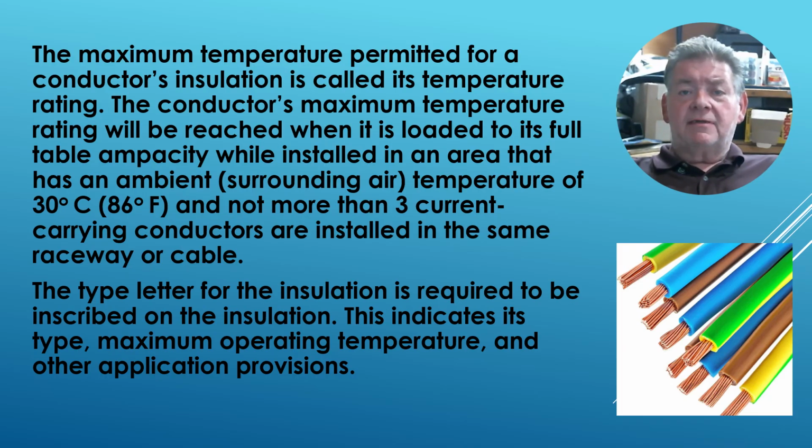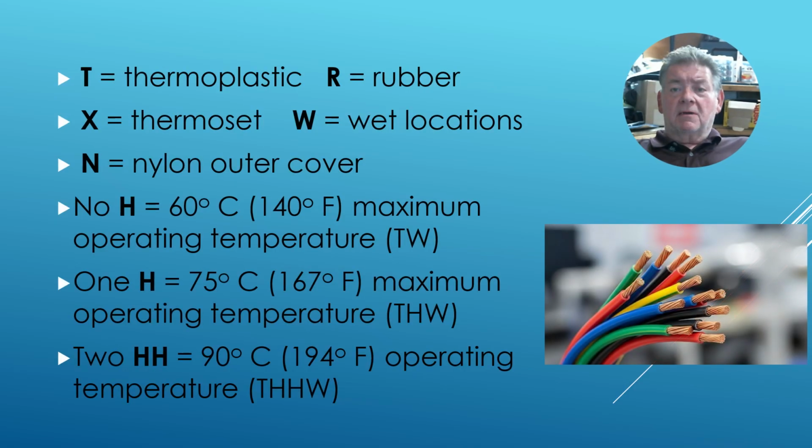Now, the insulation's type letter is required to be marked on the conductor's insulation or on the outer cable jacket of a cable. This type letter indicates its maximum operating temperature and other applicable provisions. We've all looked at wires. We've seen marked right on them TW, THW, THHN, and so forth. What does that actually tell us?